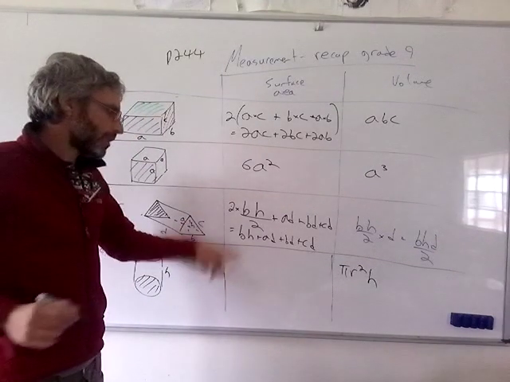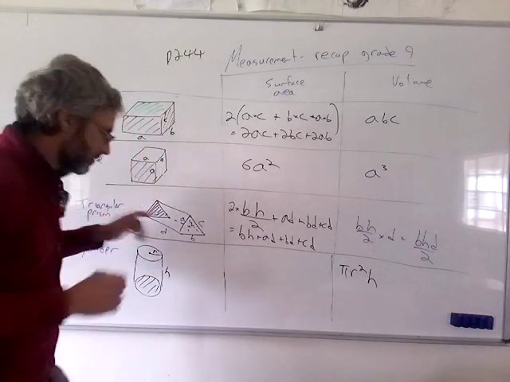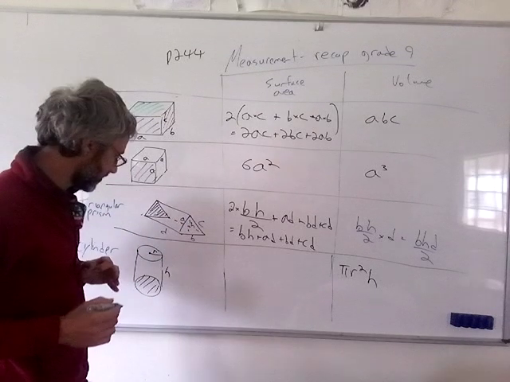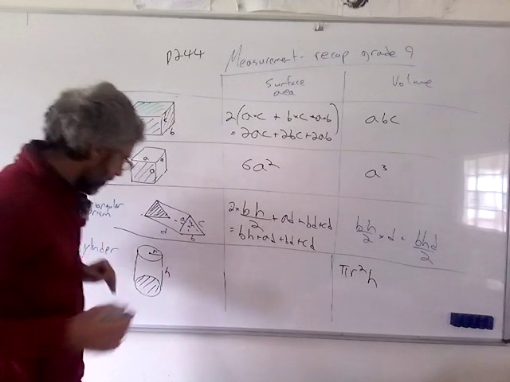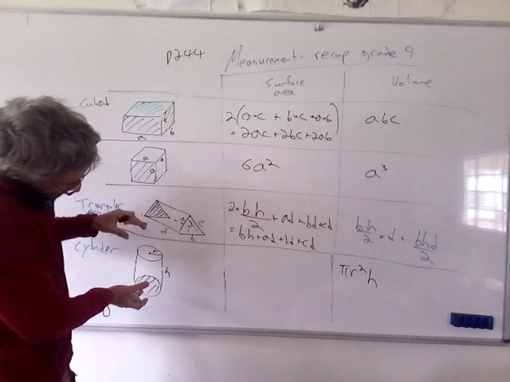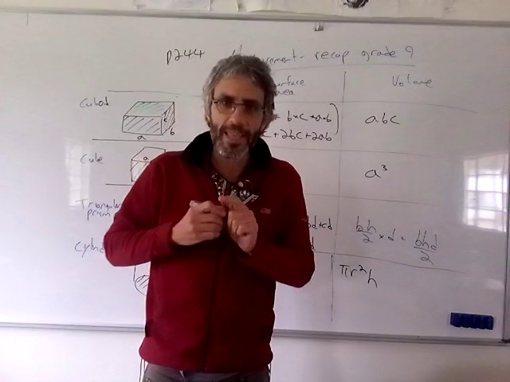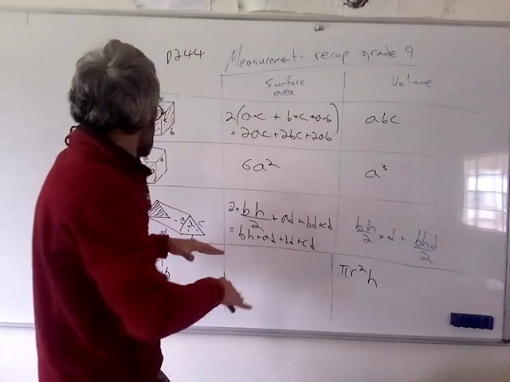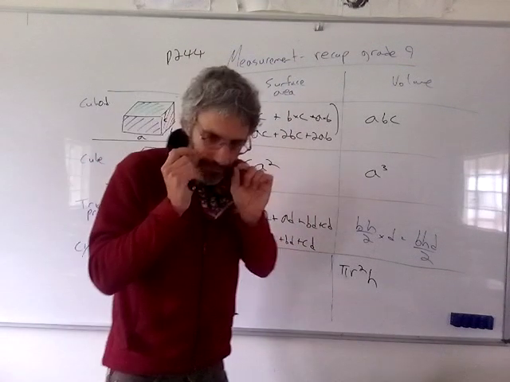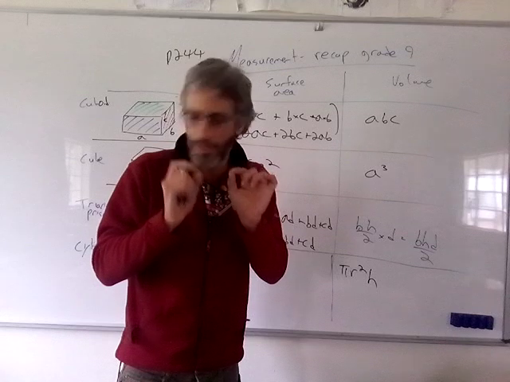Now the surface area, like in the triangular prism, is also a little bit more difficult, but not too difficult. So we want to find out the area of this prism. Here is where you have to be a little bit careful. In fact, in every place, in all of them, because you've got to find out what they are actually asking you.